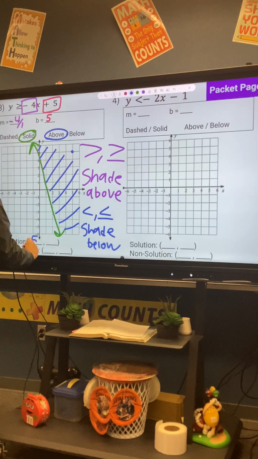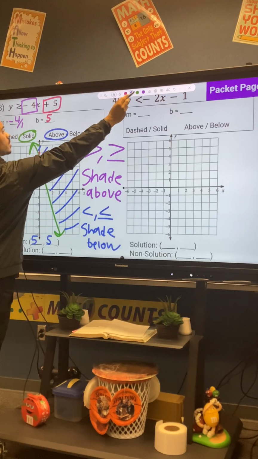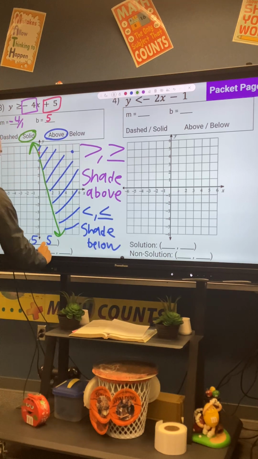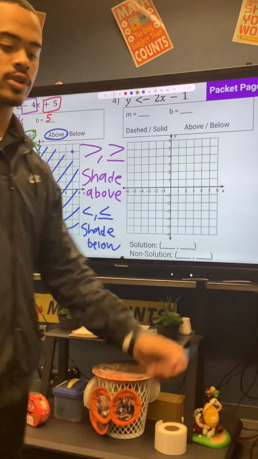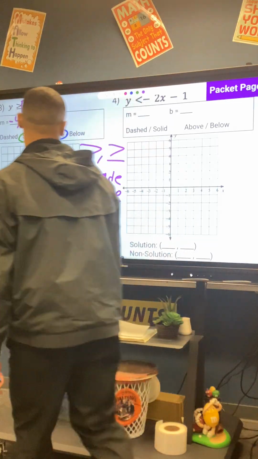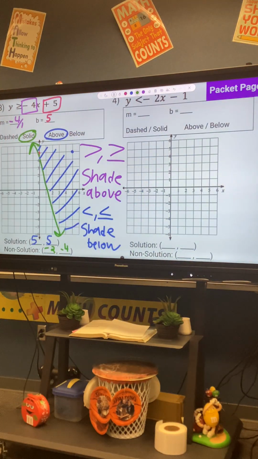Five is a solution. Negative 2, negative 4 is not a solution. 5 is in my shaded area, therefore that makes it a solution. Negative 2, negative 4 is not in my shaded area, so that means it's not a solution. Is 0, 0 a solution? No, it's not. Is 0, 0 a solution or a non-solution? Non-solution. Why is it a non-solution? Because it's not in the shaded region.